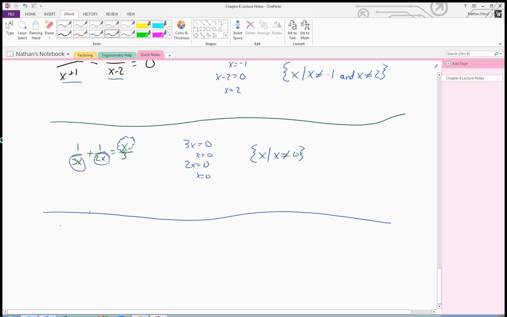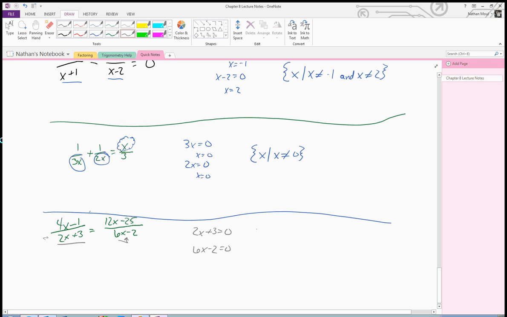So, let's do another one. 4x minus 1 over 2x plus 3 equals 12x minus 25 over 6x minus 2. Okay, now we have a whole bunch of variables and cool things floating around in here. But then again, all we're worried about is these denominators. That's it. So we'll set each of these equal to 0, and we'll simply solve them.